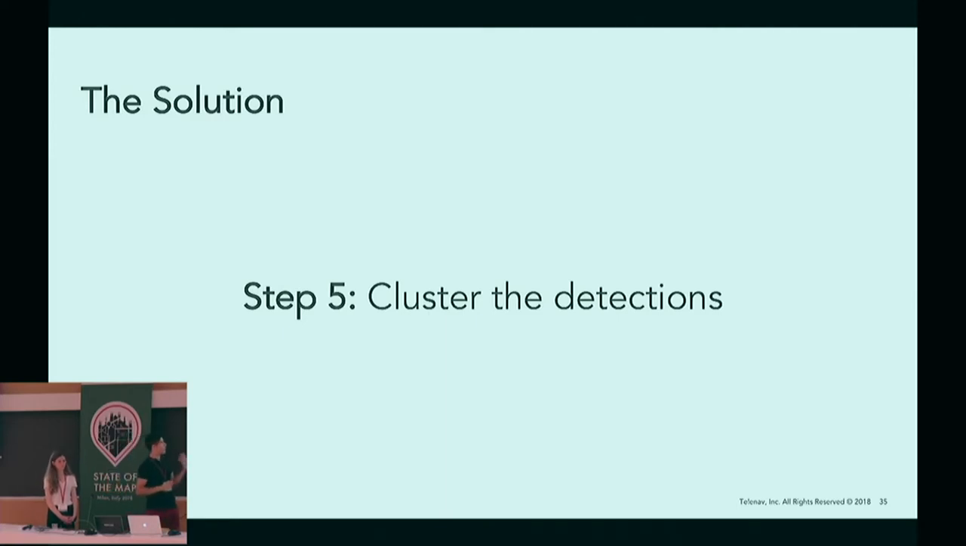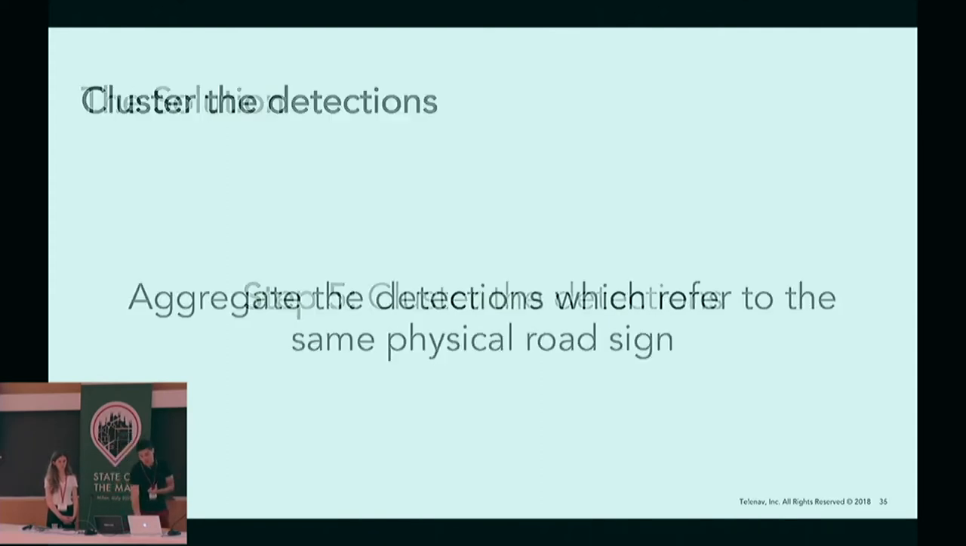And this is the moment when you realize that we need to cluster multiple detections together. What does this mean conceptually? It means we needed a system which can aggregate the detections which refer to the same physical sign. Now, remember, we have tens of millions of photos throughout the world. That means that on a majority of the streets, we have multiple trips going on the same street, right? That makes sense.